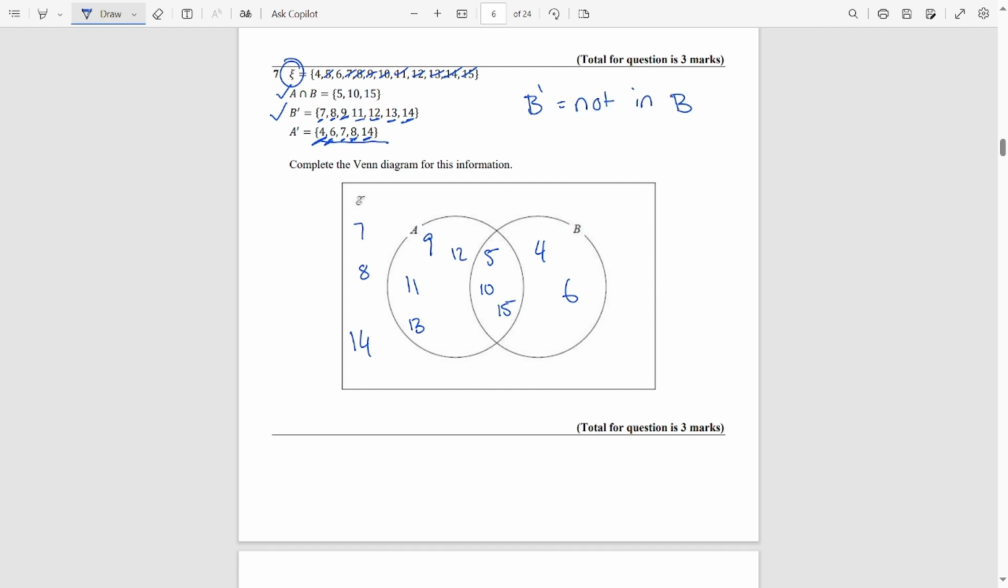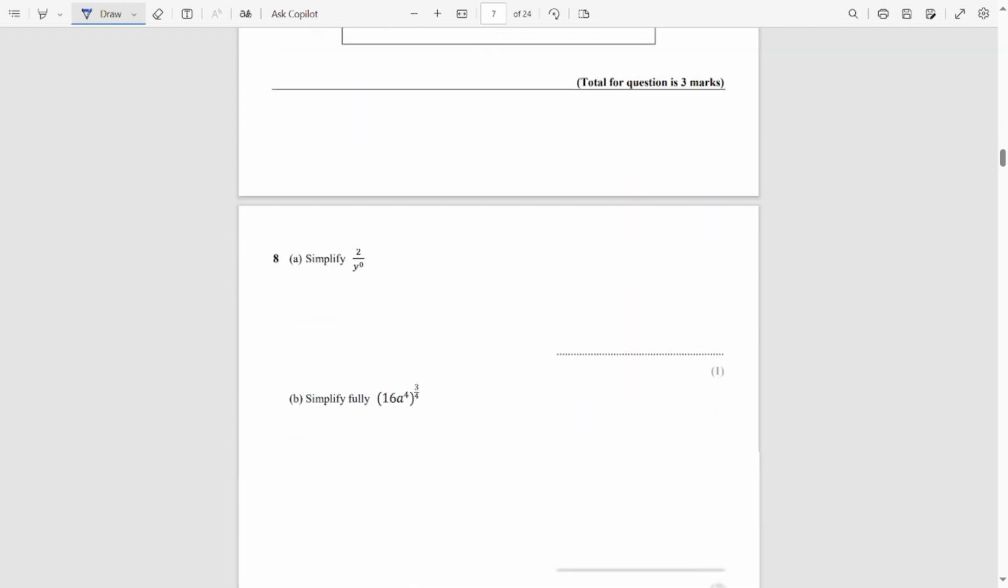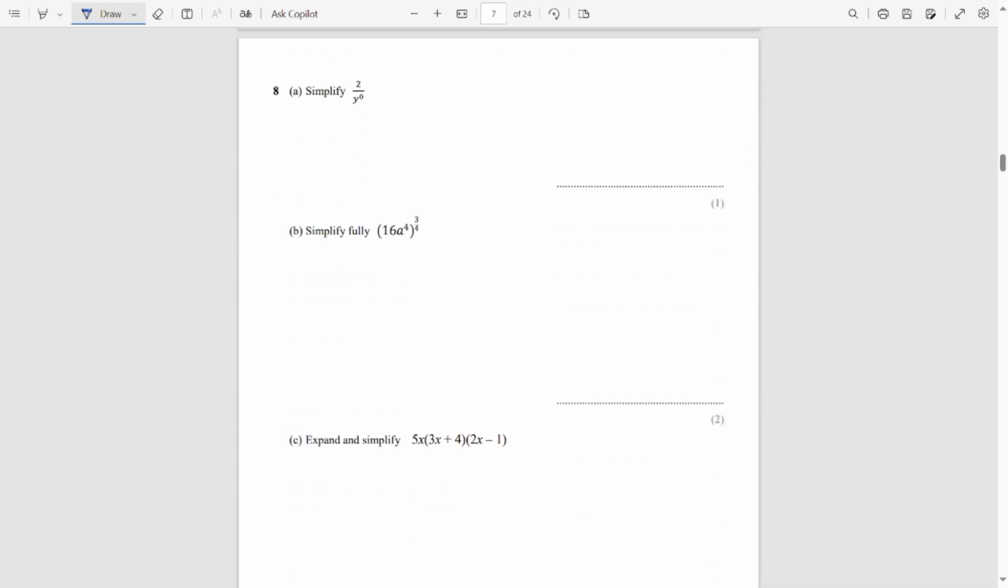It can be a little bit confusing. Okay, on to the next question. Some more indices here. So we have y to the power of 0. Well, anything to the power of 0 is 1.